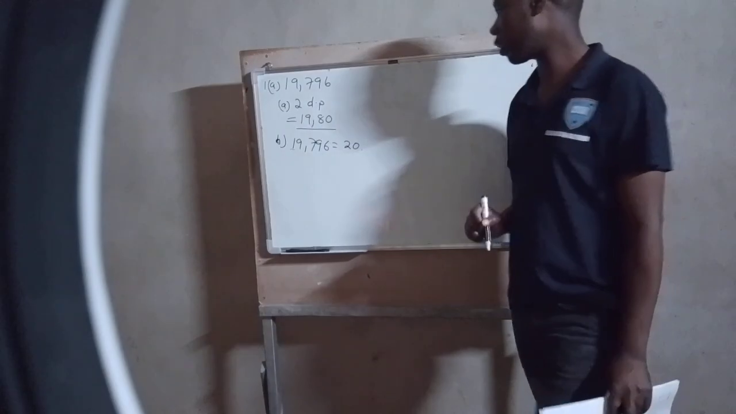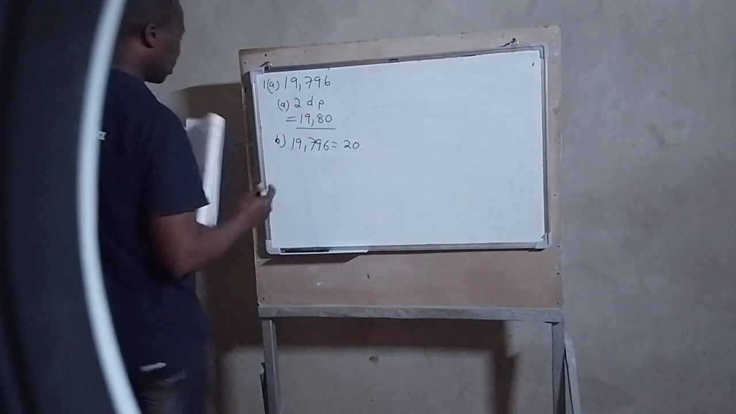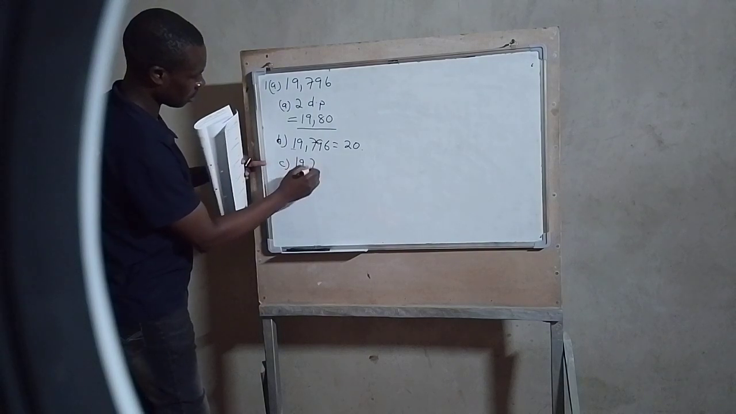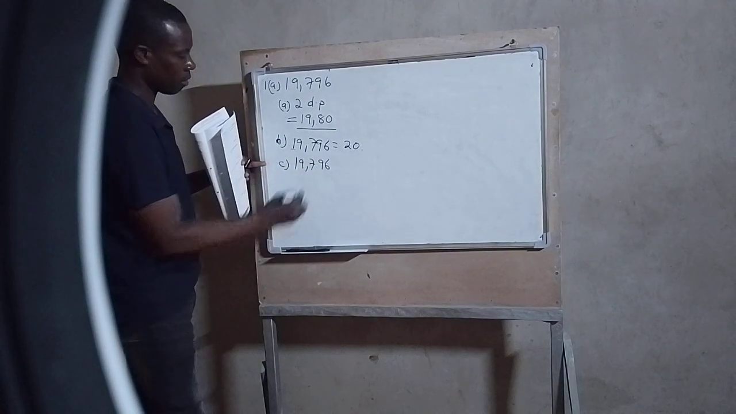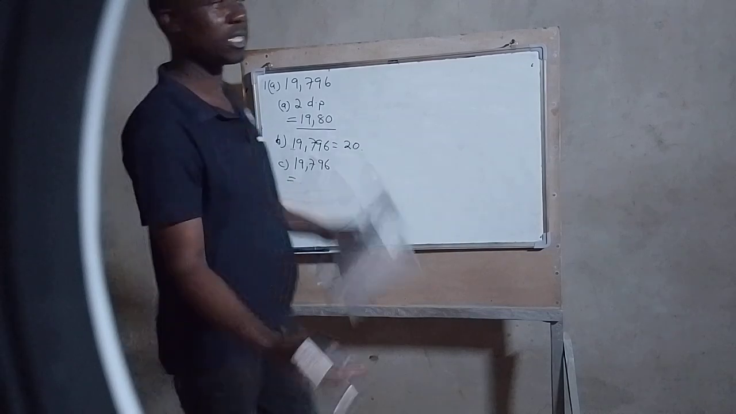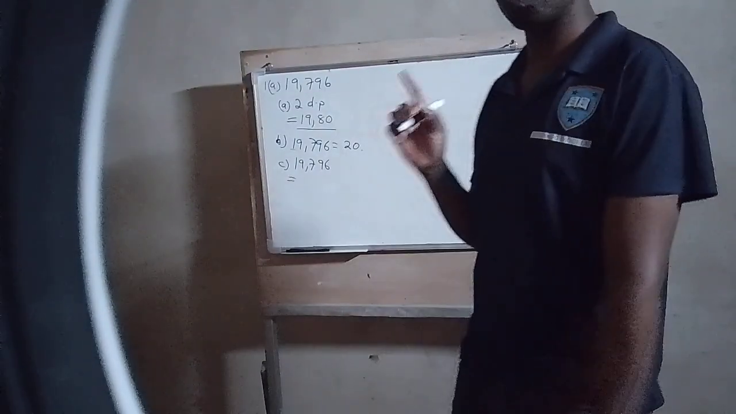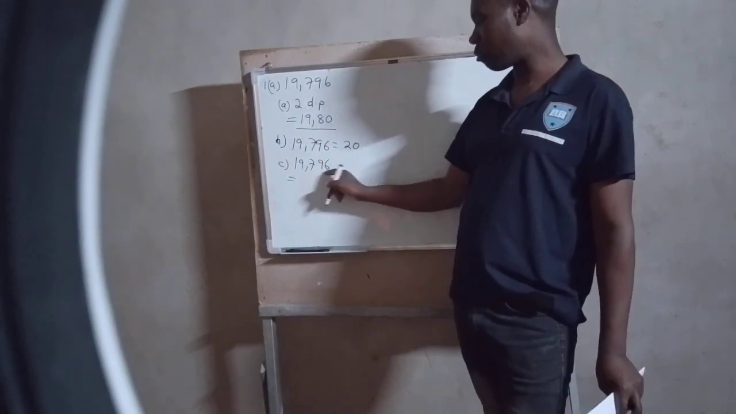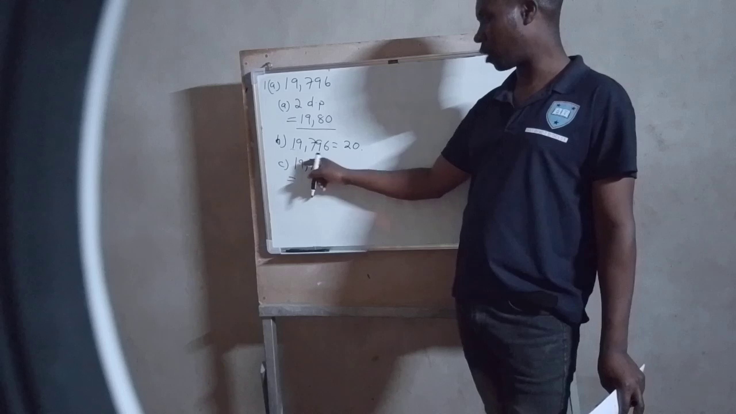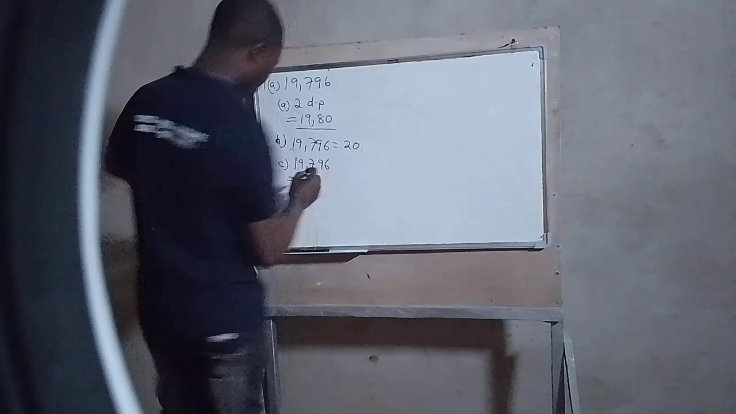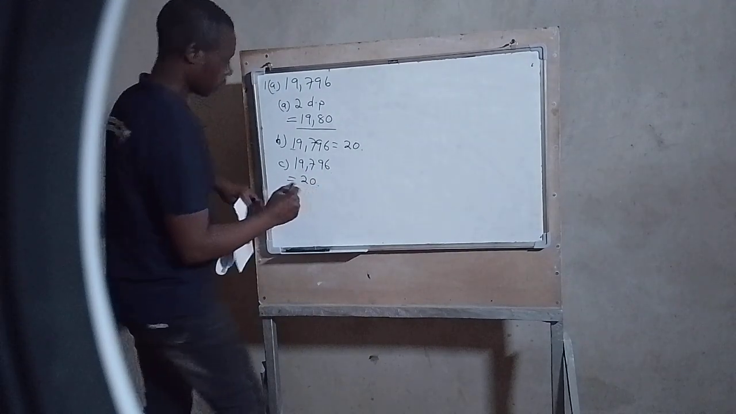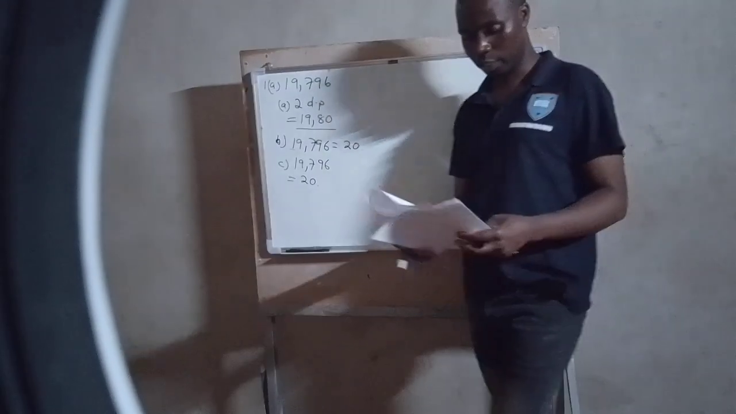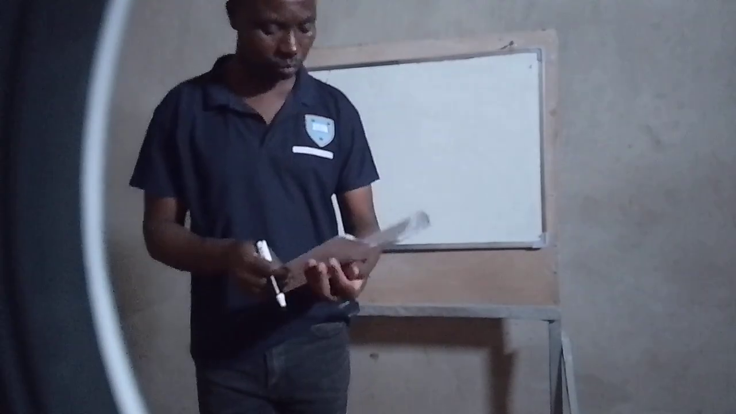Then to number C, whole number. So for the nearest whole number, it means that we don't want the comma, we just need a whole number. So whole number here, we have this 19, this now becomes decimal. So the next is 7, we increase here, it becomes 20. So 19,796 to the nearest whole number is 20. Thank you. Let me look at another question.